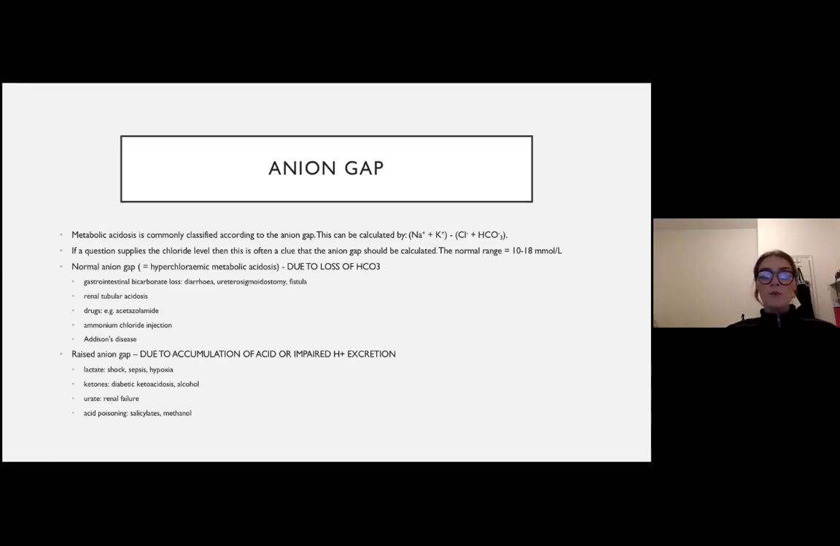If you have a normal anion gap, it's due to a loss of bicarb. And if you have a raised anion gap, it's due to an increase in the acid. So you get metabolic acidosis. There are two causes. You can have an increase in acid or you can have a decrease in bicarb. And normal, decrease in bicarb, raised, increase in acid. Loads of different causes. Something to sit down and learn for an exam.